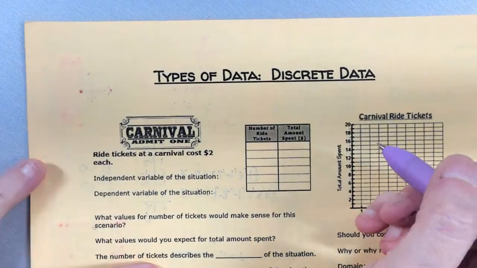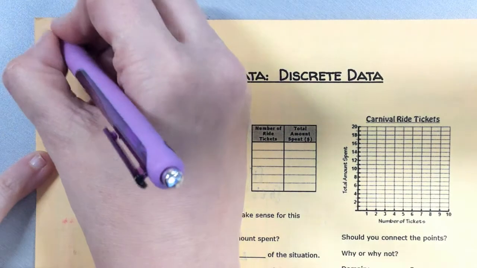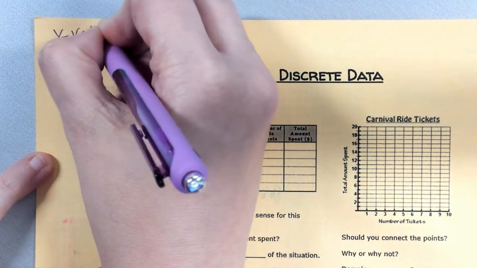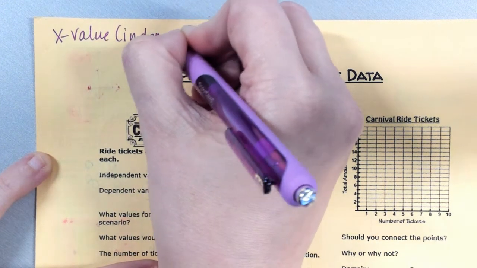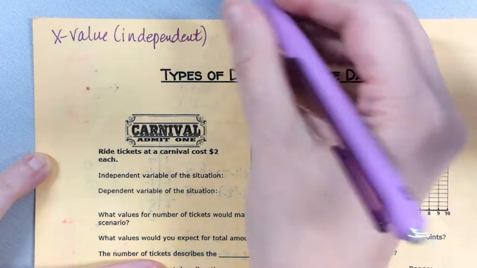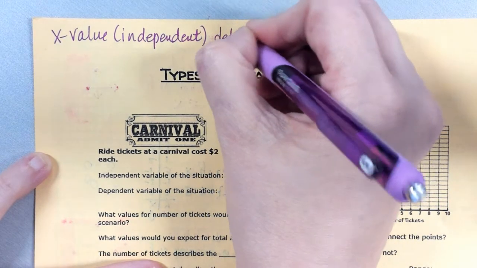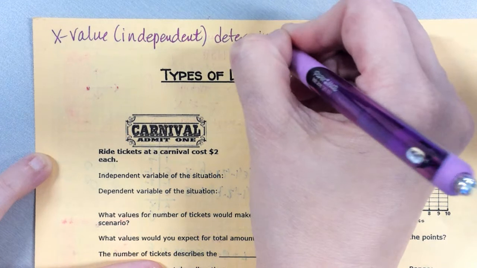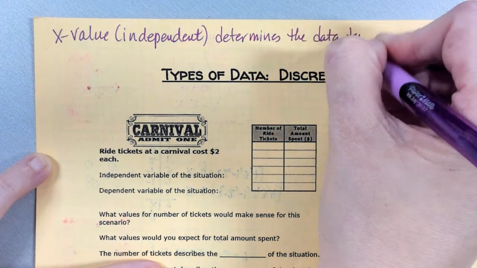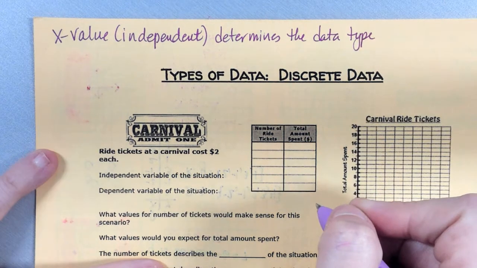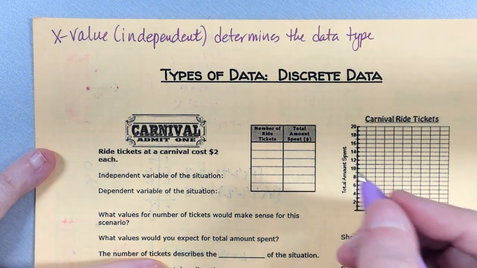So the first thing I want to write down is x value, which is independent, determines the data type. Okay, so the x value, which is my independent variable, determines my data type.